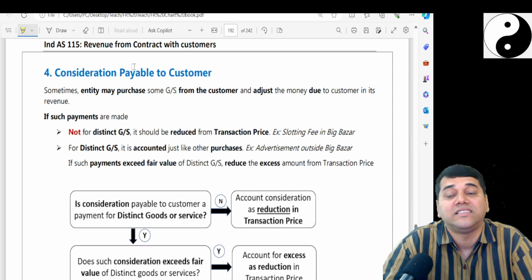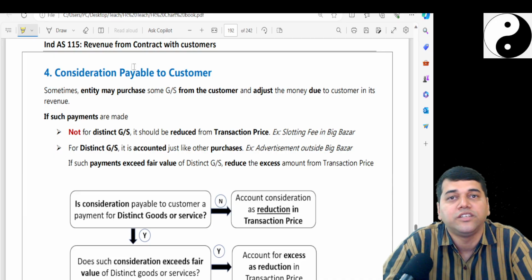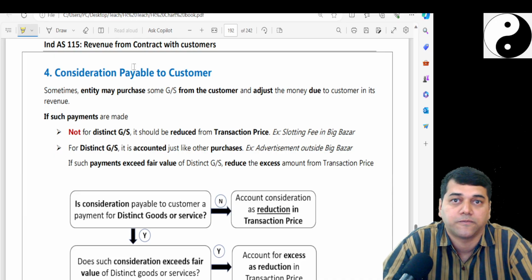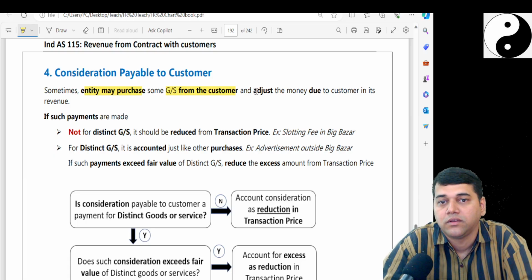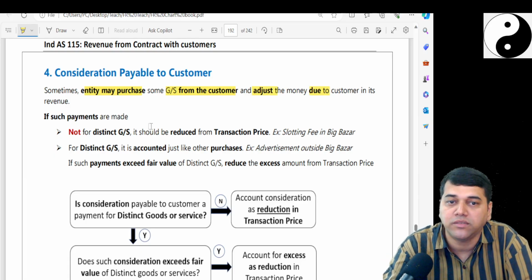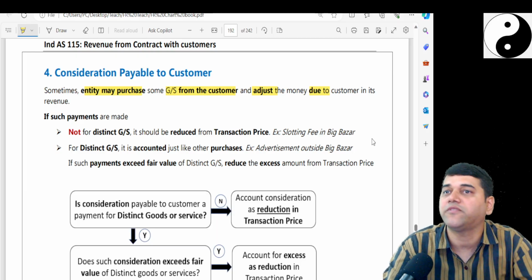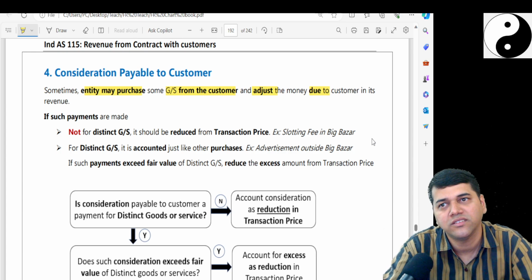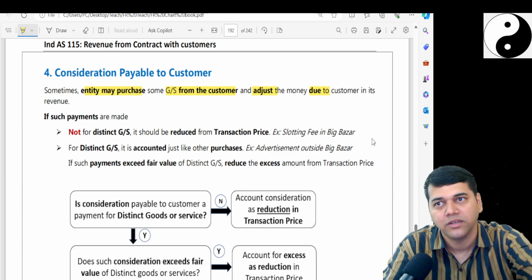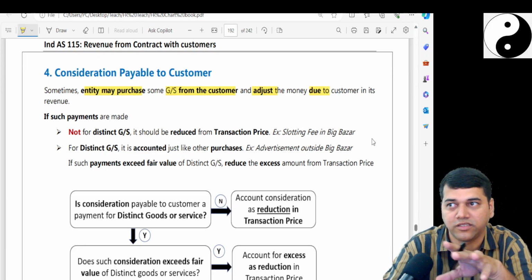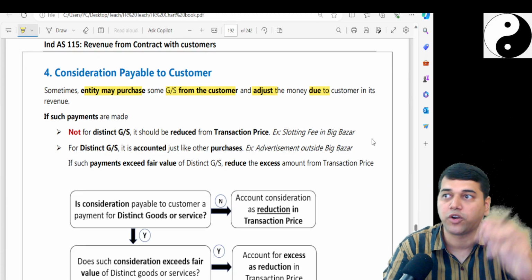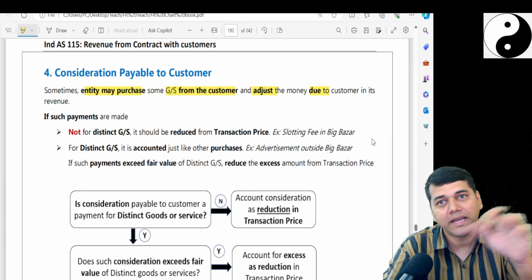Yes, next is consideration. The last part is the consideration payable to the customer. Sometimes an entity may purchase goods and services from the customer and adjust the money due from the customer in its revenue. Or a seller is buying from the customer. Have you seen such an instance? You are a seller, you sold, and you buy something back from the customer. Not non-cash consideration. You buy the customer's product. The seller will buy the customer's product.